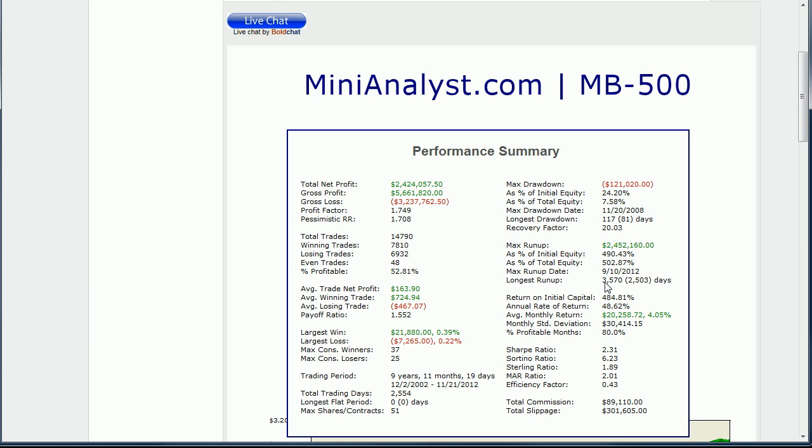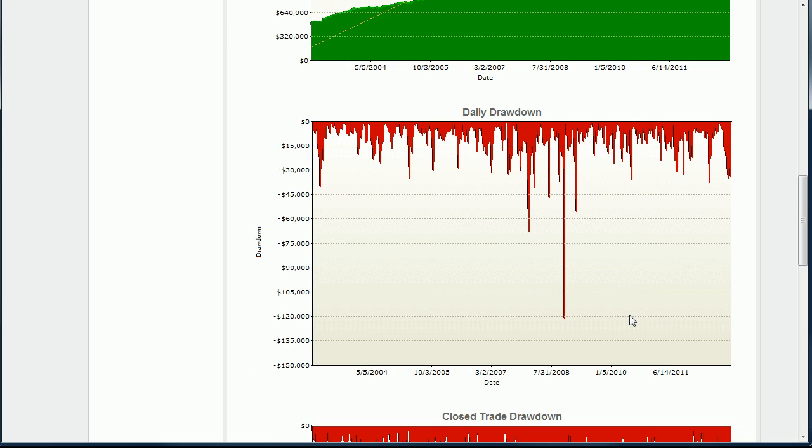Use, I believe, $25 a round turn in slippage and commissions. As a percentage of total equity, the MB 500, what you have here is just a 7.58% drawdown. In other words, that $121,000 when it was incurred. We'll go ahead and look down here.